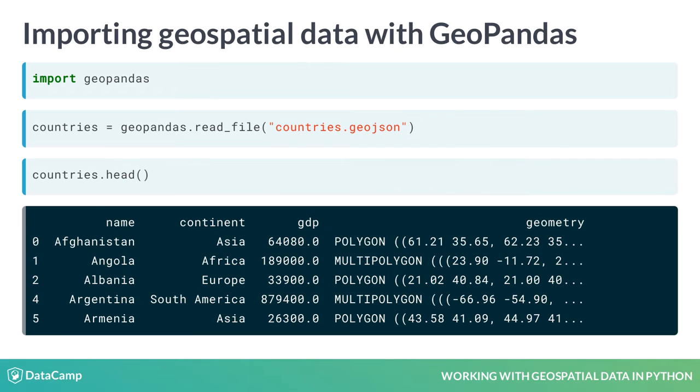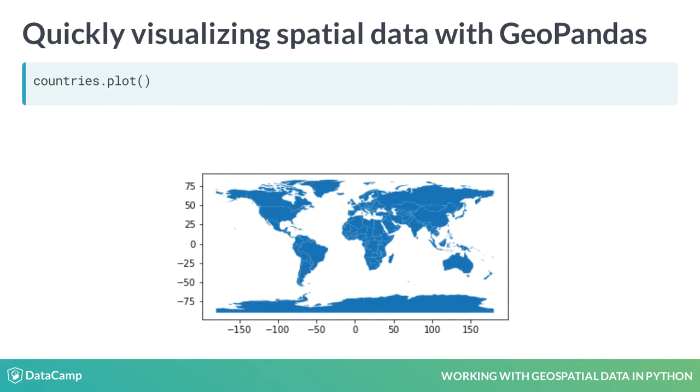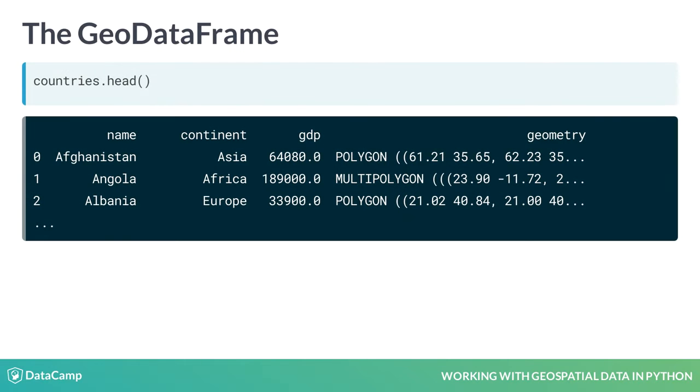Using the head method to show the first 5 rows, you can see that we now have one column with the geometries, in this case polygons representing the countries, and the other columns are attributes describing those countries. Let's quickly visualize the data so we can see that we indeed have all the countries of the world. For this, we can use the plot method, which will make a basic visualization of the geometries of the countries dataset. But what is this countries object?